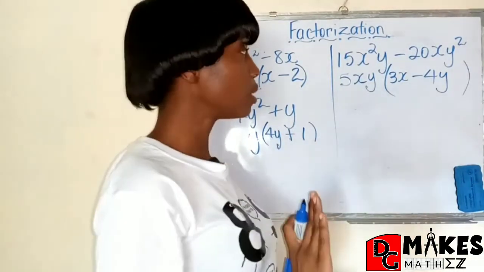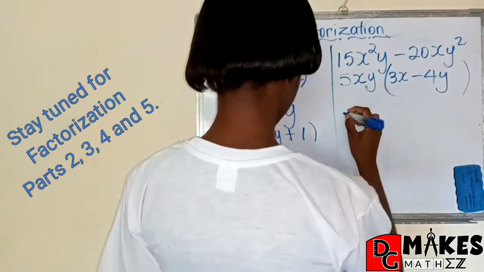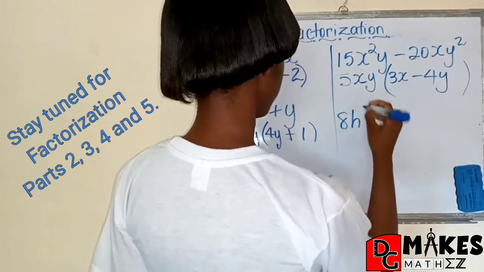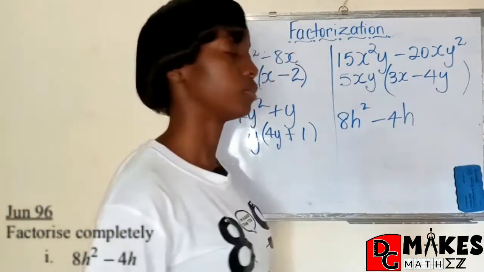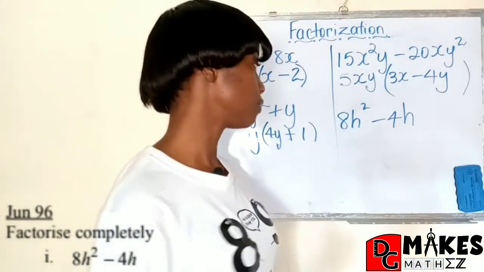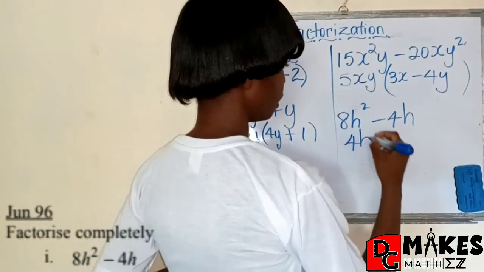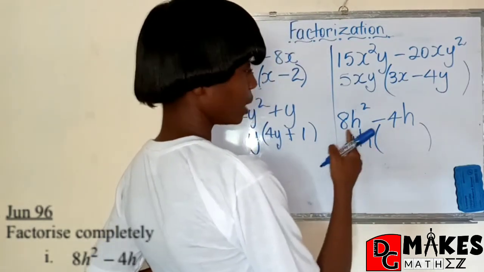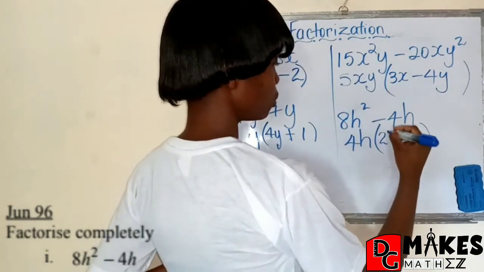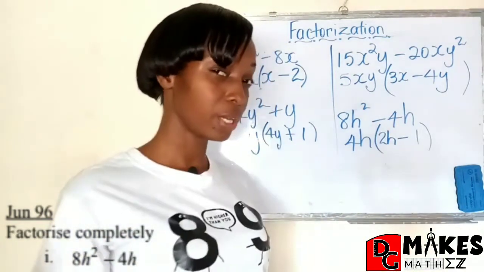And our final question in this category, simply removing a common factor, is going to be 8h squared minus 4h. What is the highest common factor for 8h squared and 4h? That is going to be 4h. Factoring out 4h from 8h squared, that will be 2h. 4h into 4h gives us 1, and we're done.